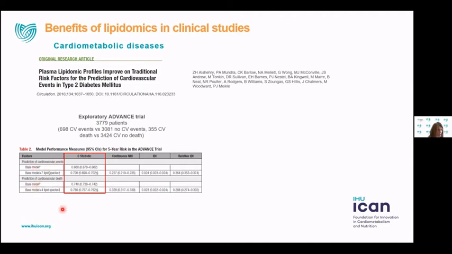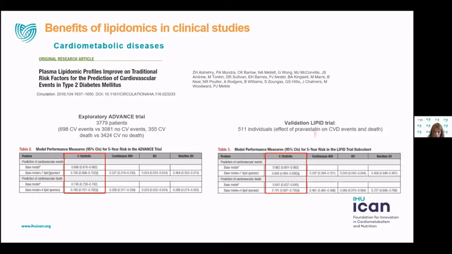And what they've shown is that adding 7 lipid species to the conventional model, and 4 lipid species to the conventional model, could significantly increase the performance of that model. And this was further validated on another cohort of 500 individuals.